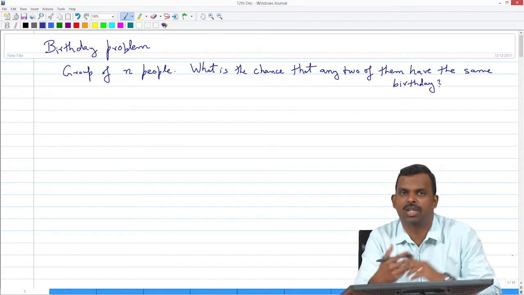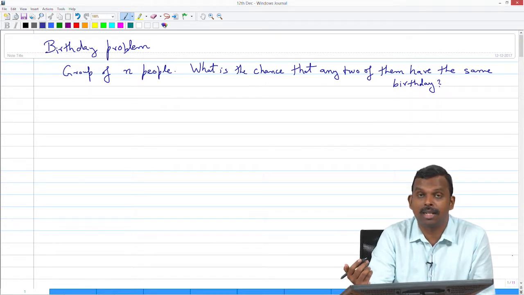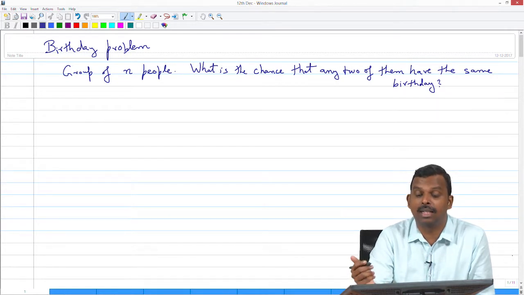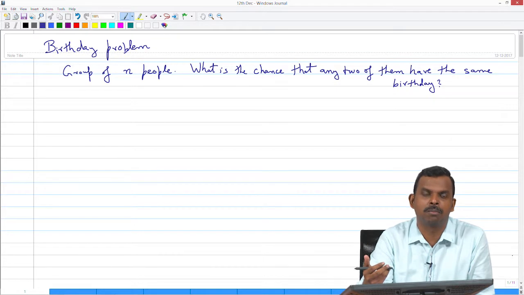It is an interesting question. You have a group of n people; n could be any number: 10, 20, 30, 200, 400, whatever. What is the chance that any two of them have the same birthday? This is an interesting phenomenon, and maybe some of you have observed it. As you grow up, in a classroom of 30 or 40 people, invariably there are one or two people who have the same birthday. That happens quite often, and there is a very interesting answer to this question. You can put a probabilistic model on the birthdays of people and come up with a calculation that shows very surprising answers.